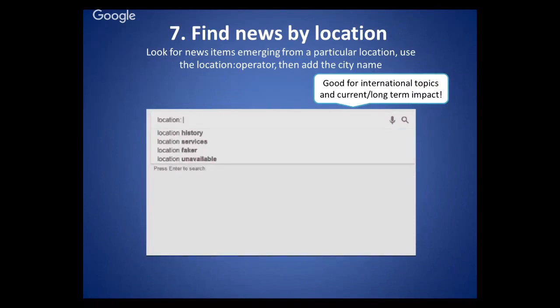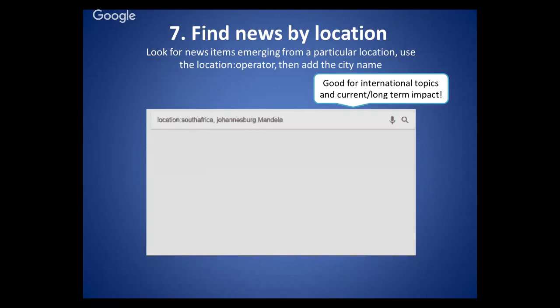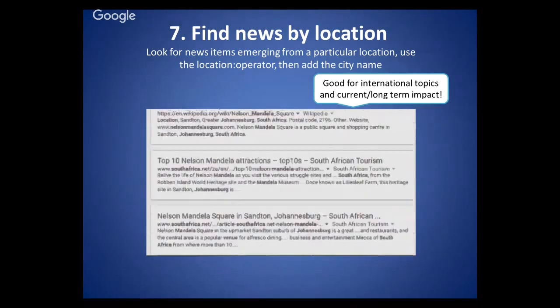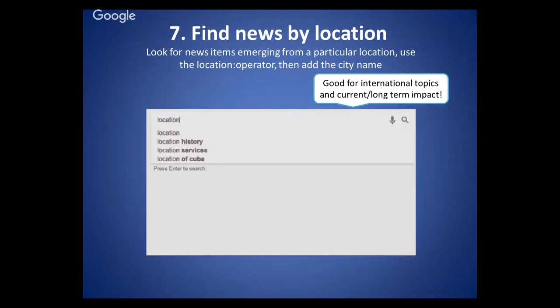Now, news by location. This is good for students that might be doing international topics or looking for a long-term current impact. So this one I'm looking at location. I'm looking at South Africa, Johannesburg, and Mandela. And this will bring me up current information about that area and about my topic.